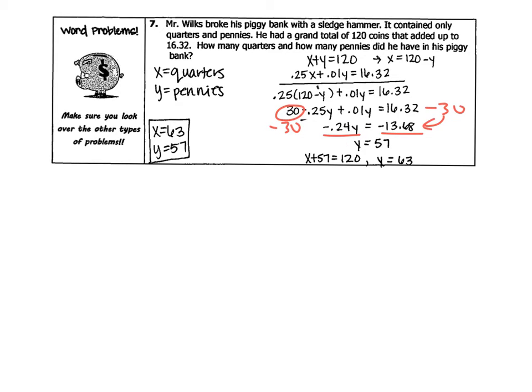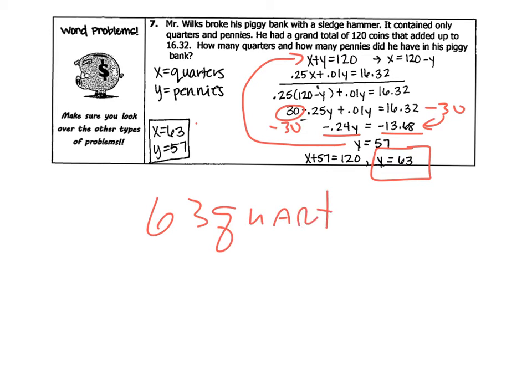You then plug that back into this equation right here, and you get 57 plus something is 120, therefore that something is 63. And in the end, you need to say, since x is 63, that means you have 63 quarters, and you have 57 pennies. And that's what I want to see on your test.